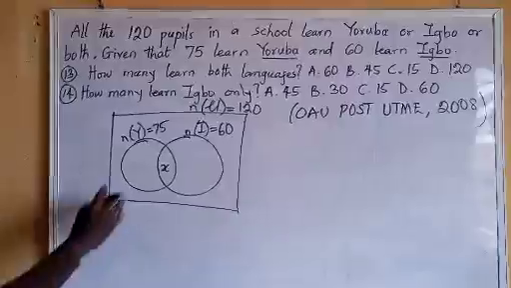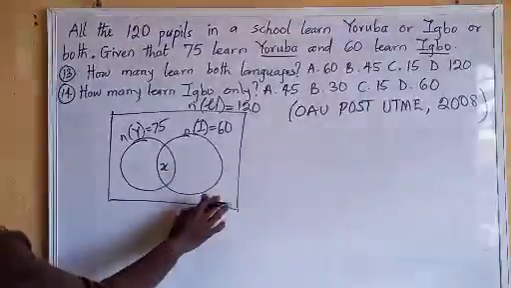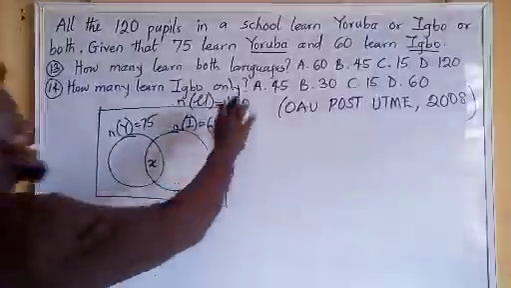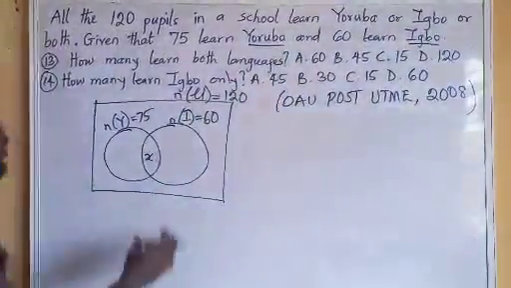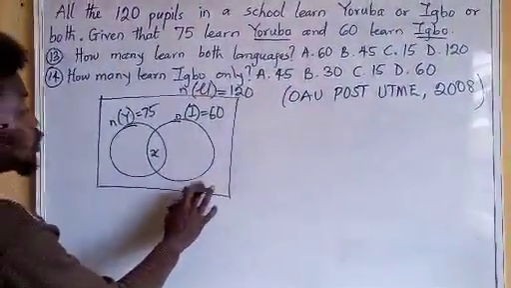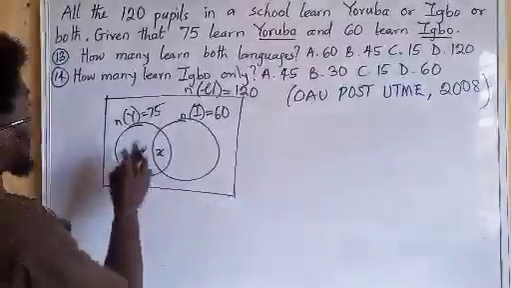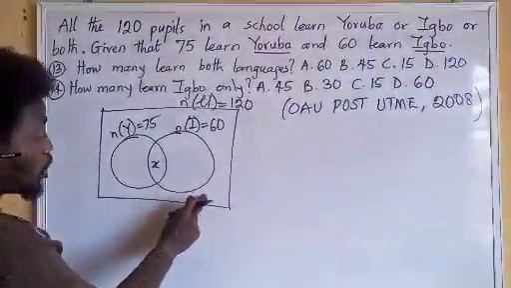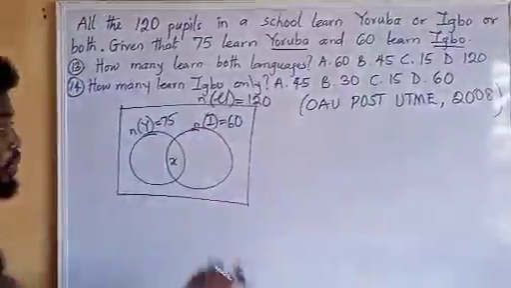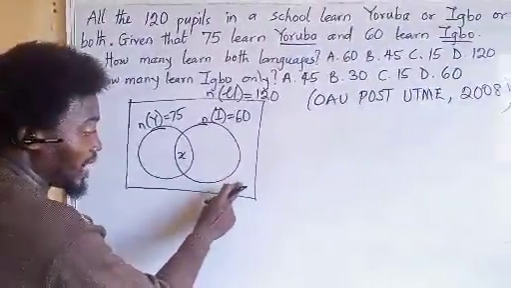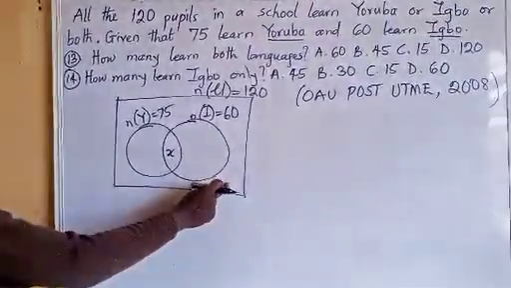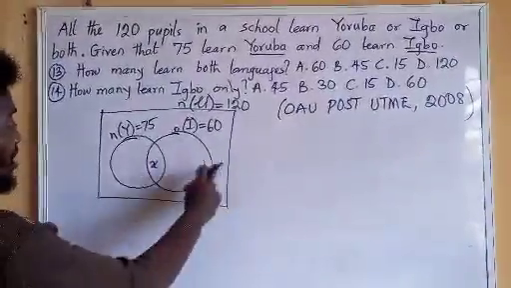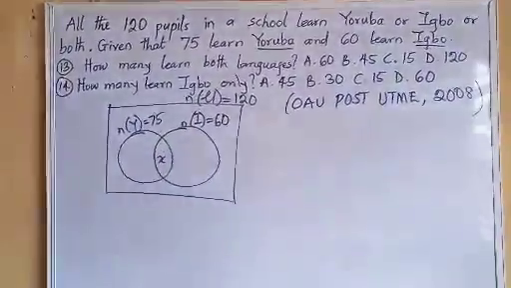So we have two subsets as I've told us. They said all the students learn either Yoruba or Igbo or both. So there is none of the students in the school that learn neither Yoruba nor Igbo. If there were, it would be outside of Yoruba and Igbo, but still inside the universal set. But that is not given to us.